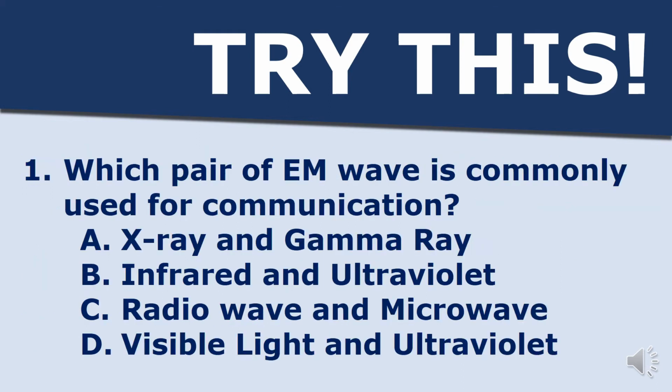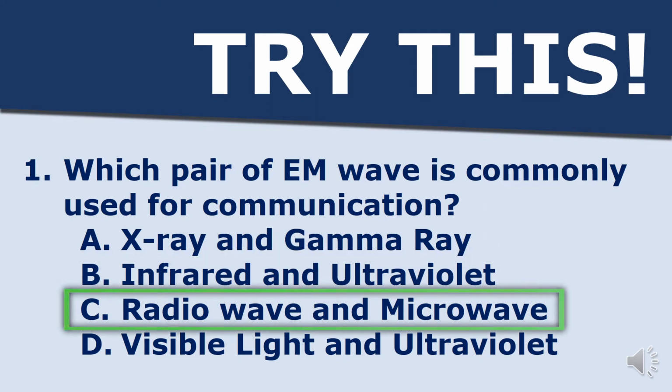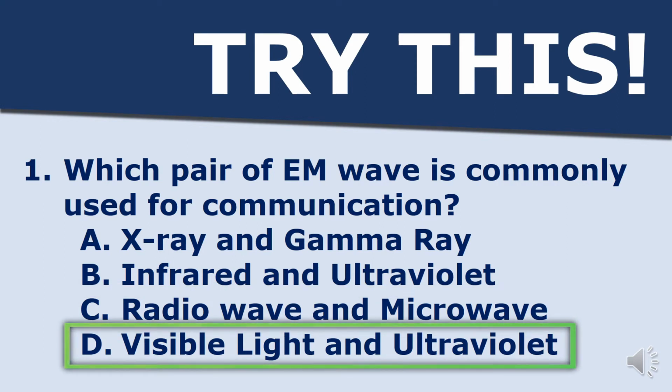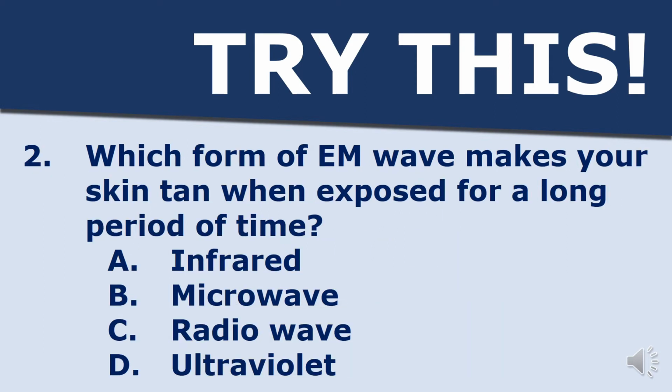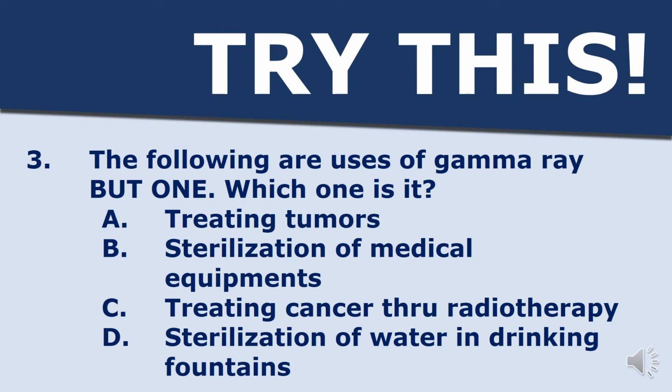Number 1. Which pair of electromagnetic wave is commonly used for communication? A. X-ray and gamma ray. B. Infrared and ultraviolet. C. Radio wave and microwave. D. Visible light and ultraviolet. Number 2. Which form of electromagnetic wave makes your skin tan when exposed for a long period of time? A. Infrared. B. Microwave. C. Radio wave. D. Ultraviolet.